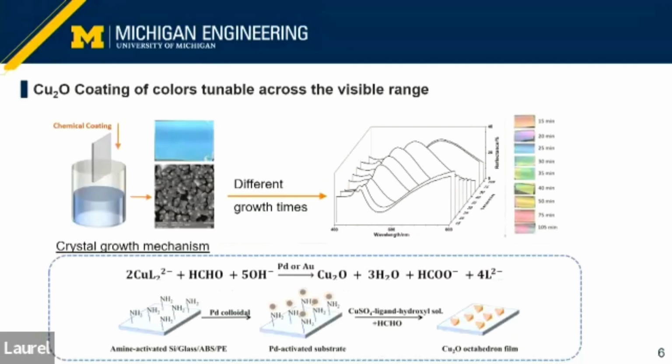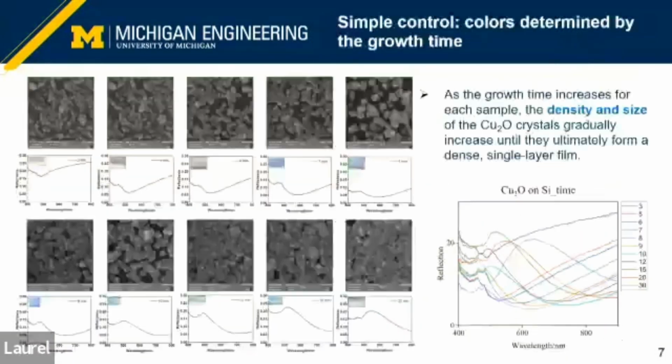So how did we grow this single layer? The technique is based on a seed-catalyzed growth process of cuprous oxide. Based on the reduction reaction to form cuprous oxide, we catalyze the substrate with a specific type of palladium nanoparticles, so the cuprous oxide will only be formed on the substrate surface instead of in the solution. Using this deposition technique, we are able to obtain a series of different colors.